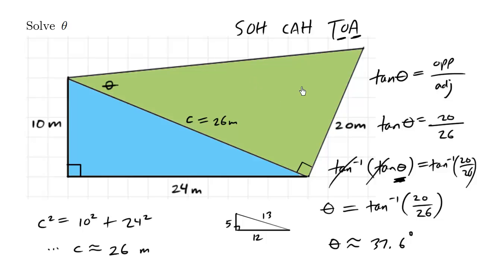So the key for this problem is to make sure that you put your finger here on the angle and you work towards using SOHCAHTOA. Write this out because it's very easy to commonly choose the wrong trig ratio here. Make sure that your calculator is in degree mode, and just be careful about crunching out the correct C value as you use the Pythagorean theorem.